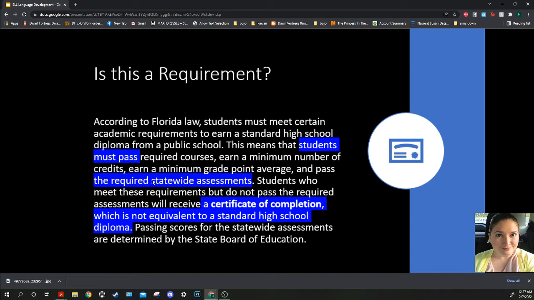Students who meet these requirements but do not pass the required assessments will receive what is called a certificate of completion, which is not equivalent to the standard high school diploma. The passing scores for statewide assessments are determined by the state's Board of Education. Now, what does this all mean in general?